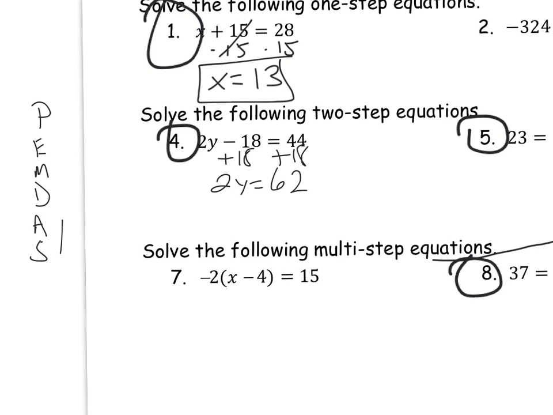And then we've done addition and subtraction, so now work your way up to multiplication and division. Well, I see that there's multiplication of 2 times y, so I need to apply the inverse, which is division. And I get y equals half of 62, which is 31, and there's my solution.